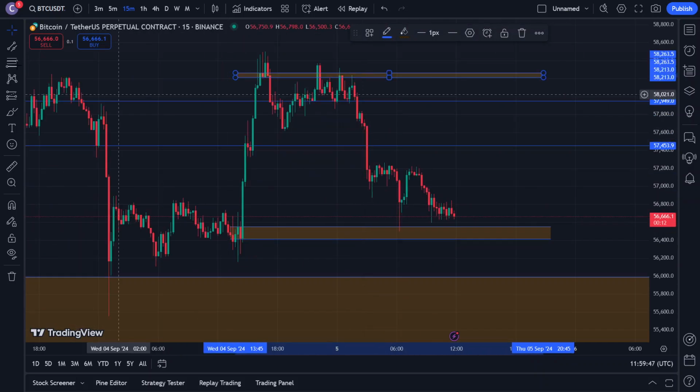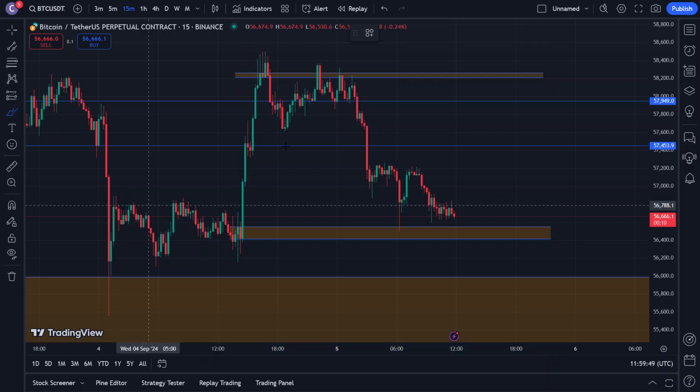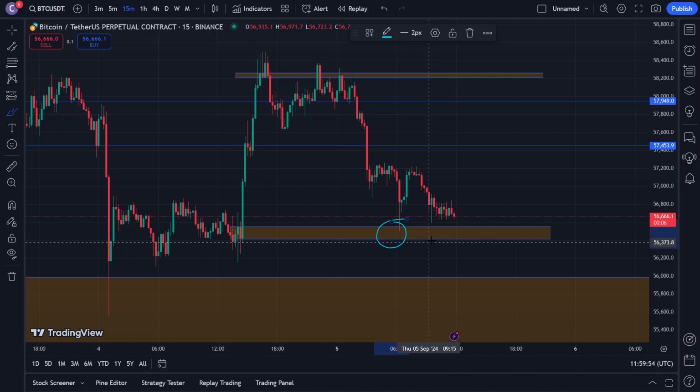So as you can see, one major thing over here: this market actually went all the way down and made a sweep on your demand and supply area.